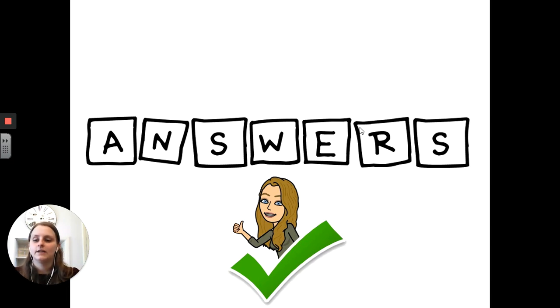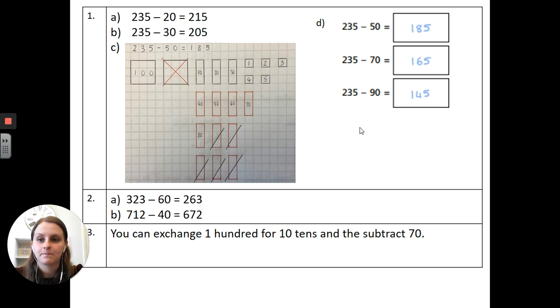Okay, right, time for answers then. Again, I hope you've had a go at all of our questions today, and that you're ready to mark. So let's get going. So, question number 1. So your first two, quite straightforward. Then we get on to having to do some exchanging. So I've drawn out an example here.